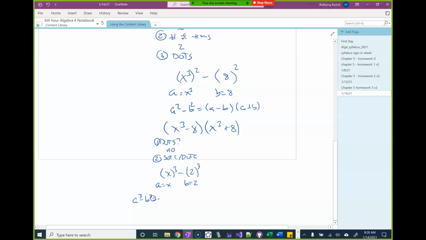So using my difference of two cubes factoring pattern, which I'll write down again, I can write x minus 2 times x squared plus 2x plus 4. And I know that the x minus 2 I can't factor anymore because it's linear. And the x squared plus 2x plus 4 I can't factor anymore because that's the trinomial piece that came from a sum or difference of two cubes. So that piece is done.